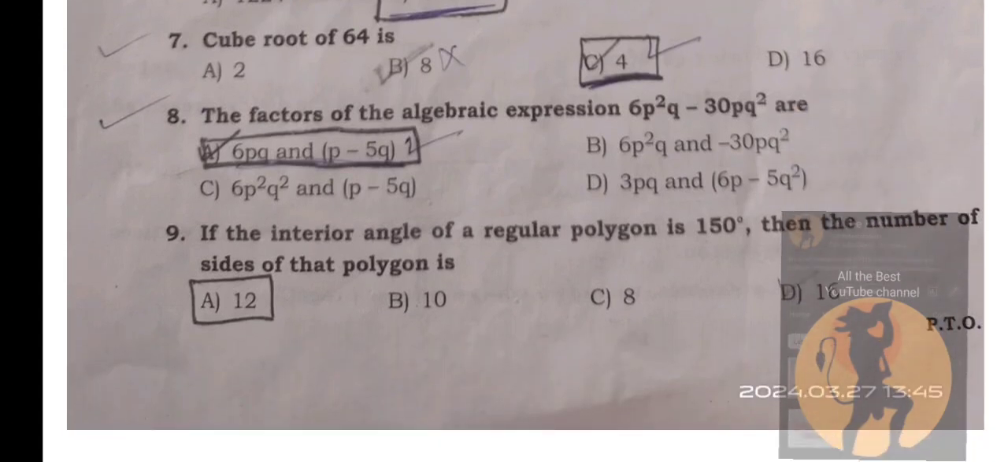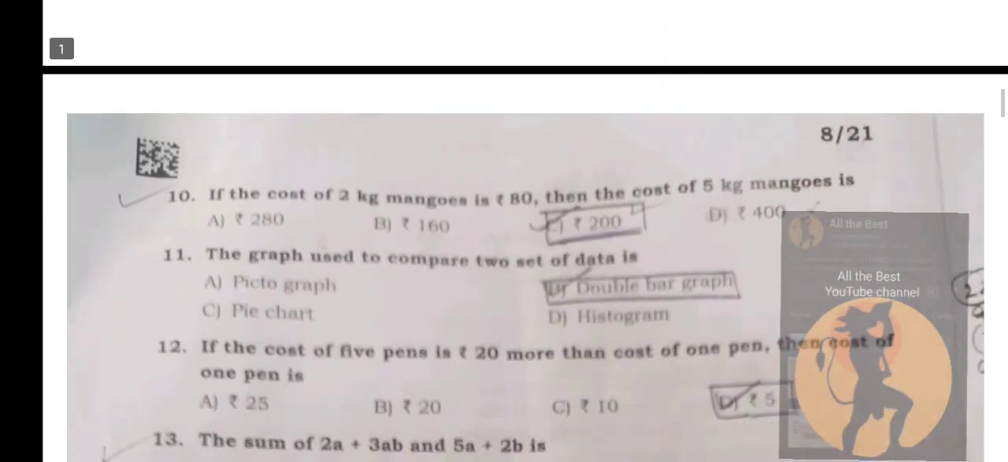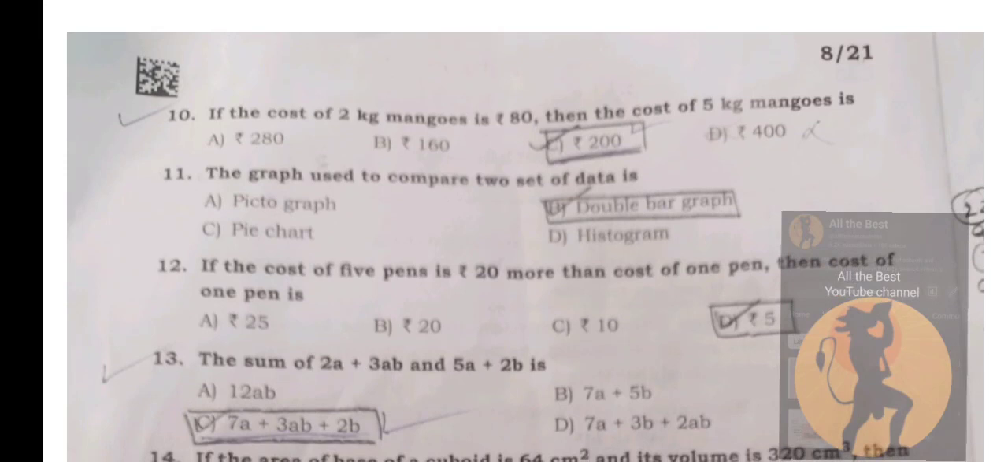The factors of the algebraic expression 6p square q minus 30pq square are, the right answer is option A, 6pq and (p minus 5q). If the interior angle of a regular polygon is 150 degree, then the number of sides of that polygon is option A, 12. If the cost of 2 kg mangoes is rupees 80, then the cost of 5 kg mangoes is option C, 200 rupees.